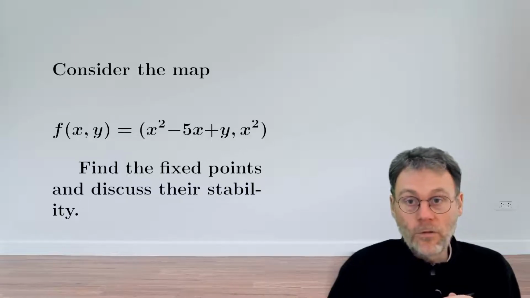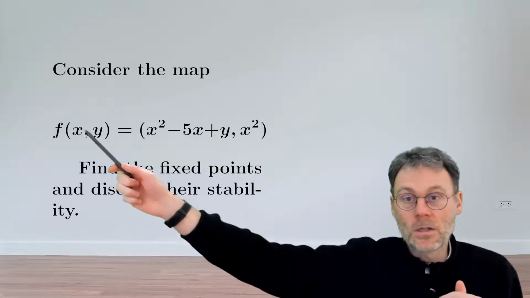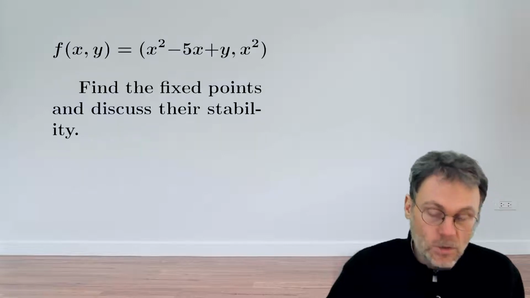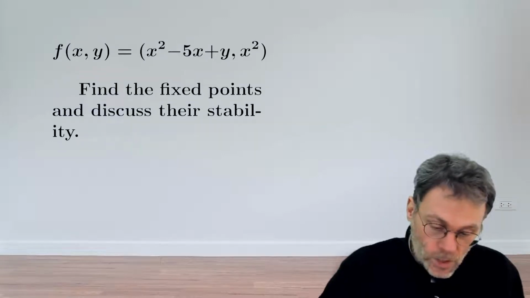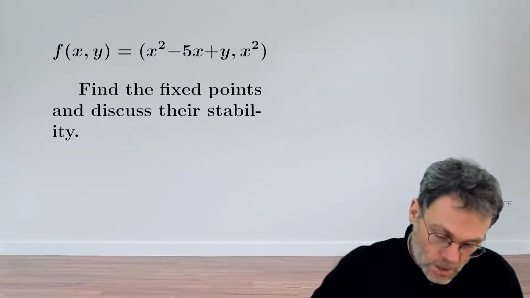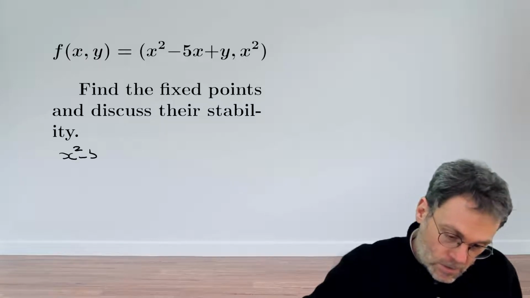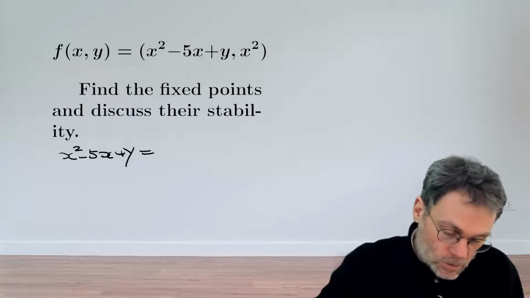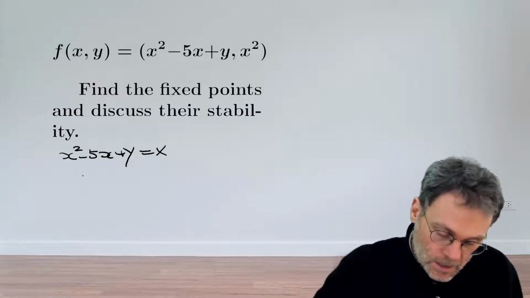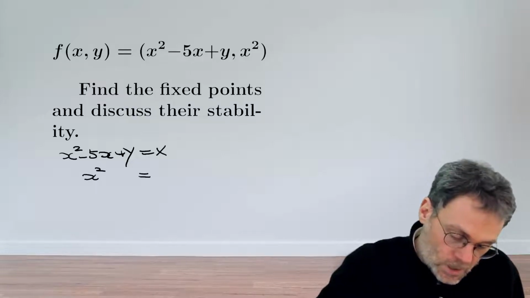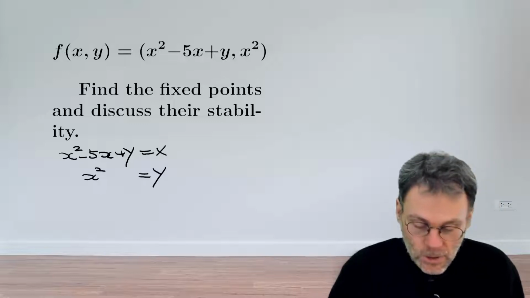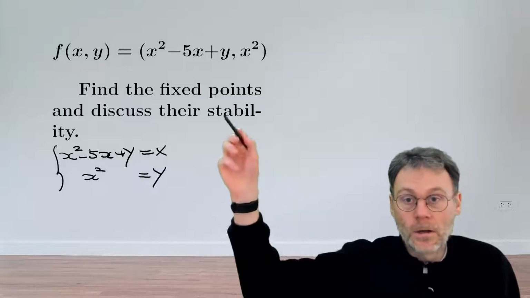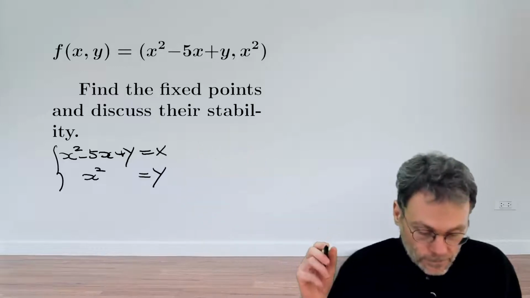Right, for our fixed points, we need to have the situation that f of (x, y) should be equal to (x, y). So that just boils down to two equations. So f of (x, y), that's going to be x squared minus 5x plus y, and then that should be equal to x. And then x squared should be equal to y. So here we just say component-wise, f of (x, y) is equal to (x, y).